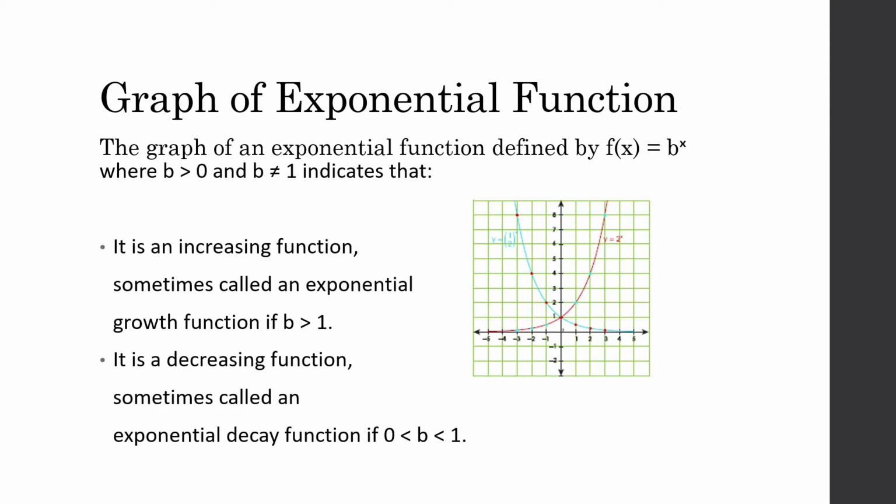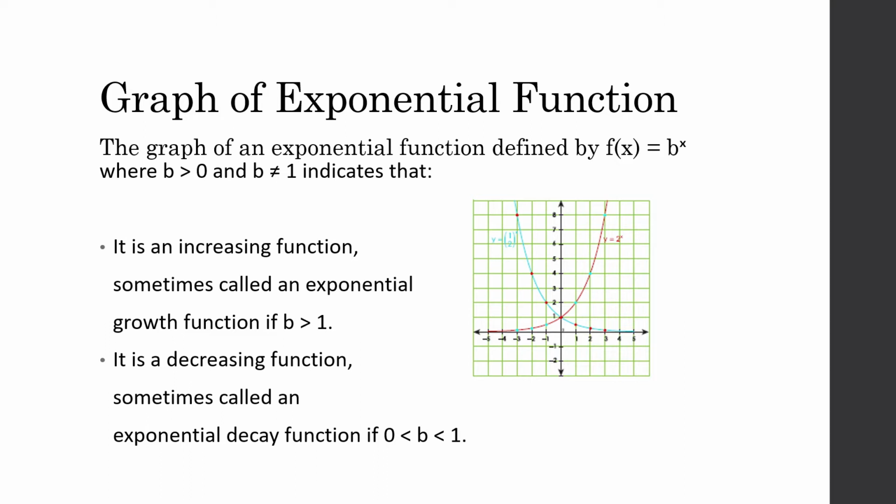So what is the graph of exponential functions? It is defined by f of x is equal to b raised to x, where b is greater than 0 and b is not equal to 1. It is an increasing function if b is greater than 1. It is a decreasing function if 0 is less than b, less than 1.